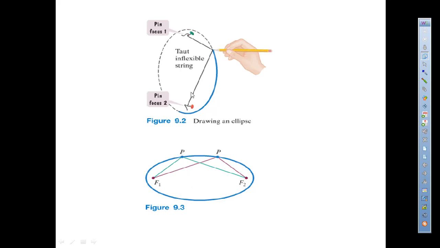So that's where this string comes in, because what do we know? Once we tie that string, if it's inflexible and you keep it taut, the distance that you're drawing here is just the total length of the string, and that's going to be the sum of the distances from the two foci. So that's where the definition comes in.